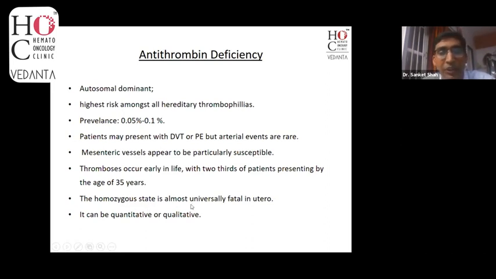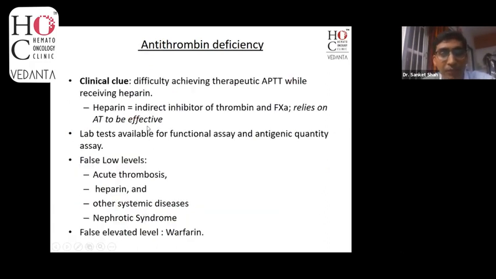Homozygosity is almost universally fatal in utero. Again, deficiency can be quantitative or it can be qualitative. The important clinical clue is difficulty in achieving therapeutic APTT while receiving heparin. So heparin basically needs the antithrombin to act on the thrombin and prolong the APTT. In case of antithrombin deficiency, APTT will not increase despite whatever dose you give of conventional heparin.